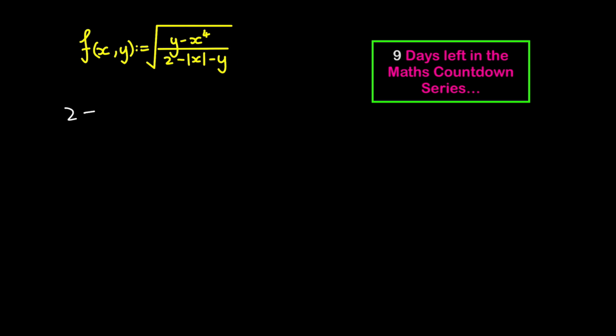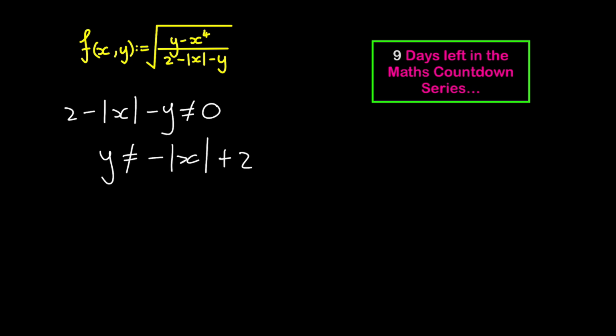So our denominator of 2 minus the absolute value of x minus y can't equal 0. So rearranging this and isolating y, we have y cannot equal the negative absolute value of x plus 2. So that's our first restriction over there.